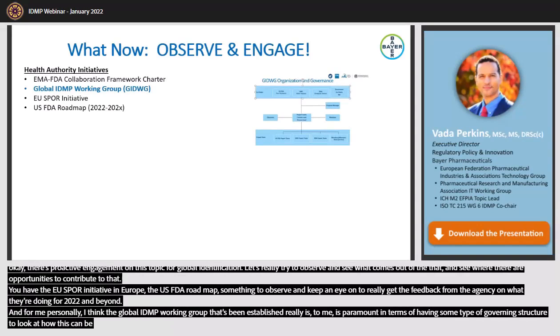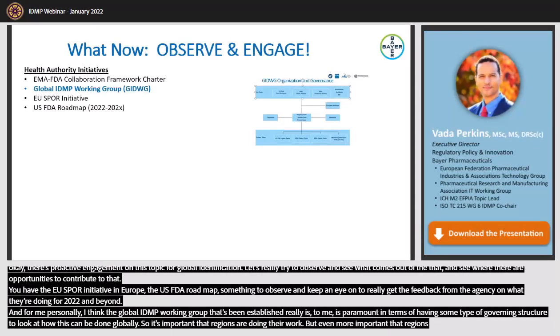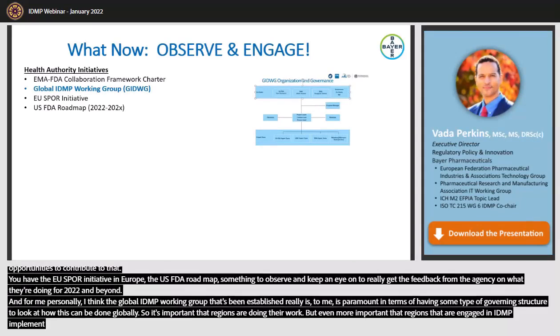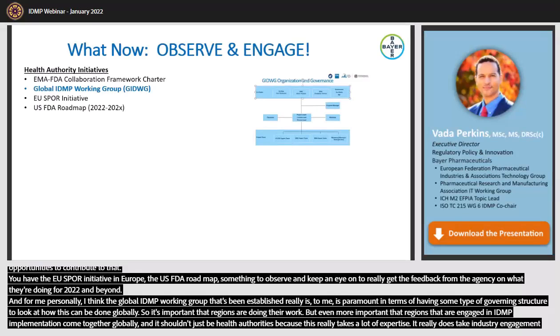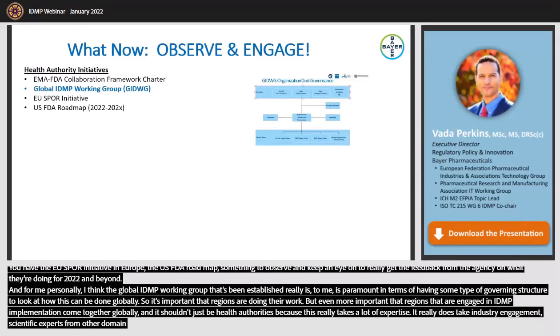And so it's important that regions are doing their work, but even more important that regions engaged in IDMP implementation come together globally. And it shouldn't just be health authorities, because this really takes a lot of expertise. It really does take industry engagement and scientific experts from other domains in order to contribute to this.